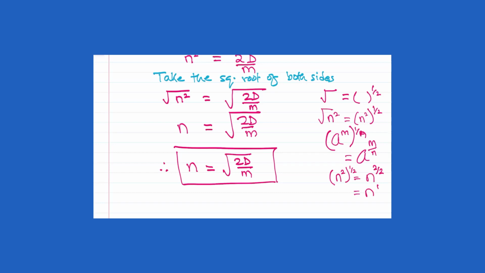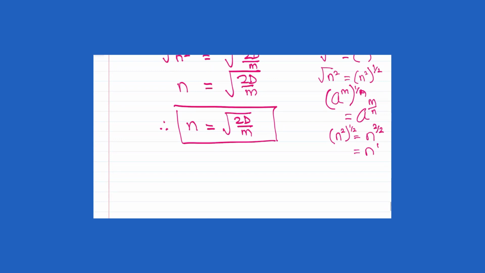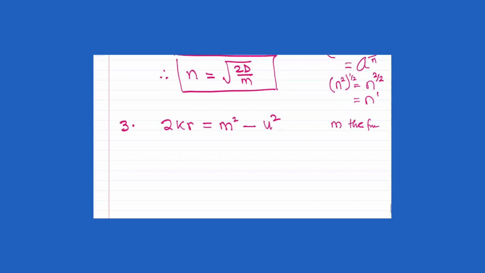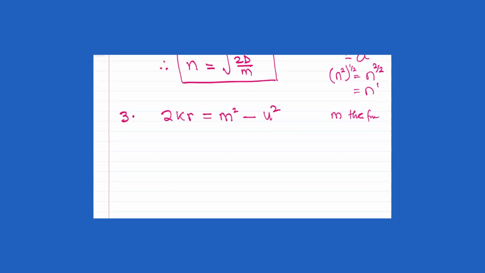So now I want to try this one, but I don't want to run out of time. So let's go to number 3. I want to take the first one first. So 2kr equals m squared minus u squared. Our goal is to make m the subject of the formula. Now, how do we do that? So let's start with this one, and I will wait for you to do the second one in the next video. So let me quickly run through this.